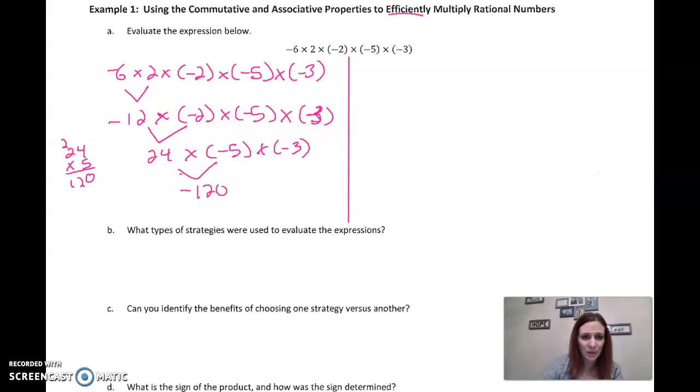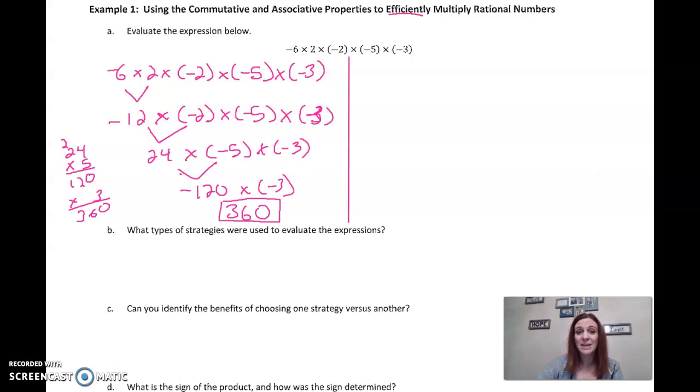So a -120 times a -3. Negative times a negative is positive, I know that. 120 times 3 is 360. Okay, positive 360. Great. Nothing too overly hard there, but remember, we're not going to start out with the hard problems, okay? We're going to start out with the easier problems.